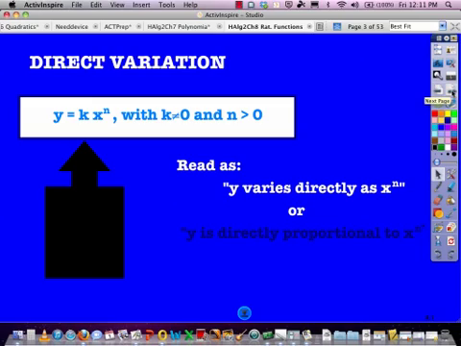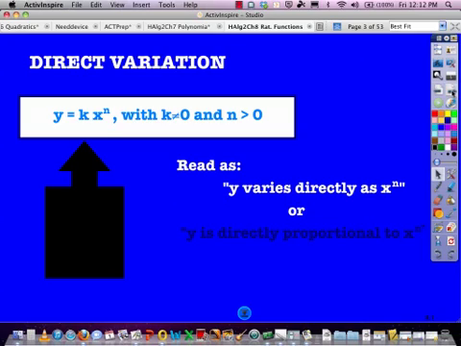So, to start with, review direct variation. Remember, it was the equation y equals kx to the n, where k could not be 0, because that would wipe everything out, and n had to be greater than 0, and most of ours were nice whole number exponents. We would read this equation as y varies directly as x to the n, or y is directly proportional to x to the n.